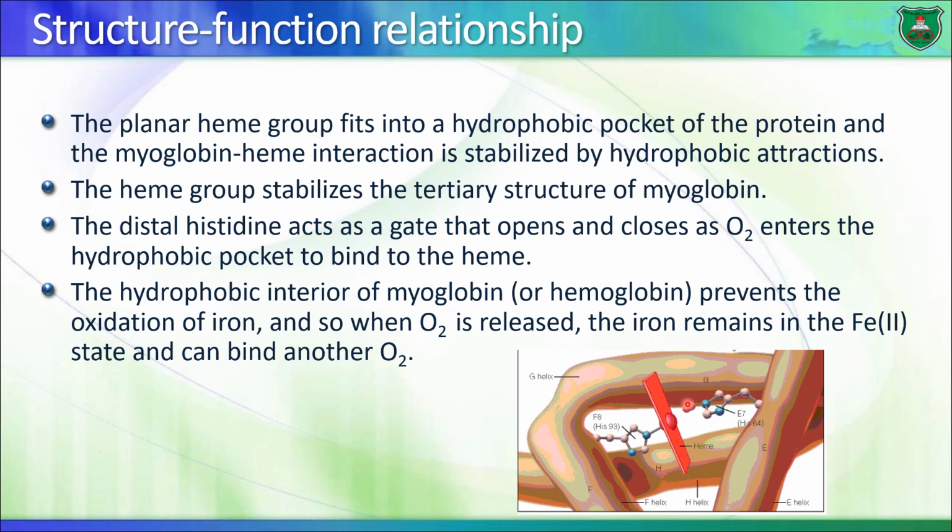Something else that is important about the hydrophobic amino acids that surround the heme molecule is that they prevent the oxidation of iron when oxygen is released. Usually what happens when oxygen is released is that the iron becomes oxidized. But because this iron is surrounded by hydrophobic amino acids, it does not get oxidized. And remember, I said that in order for iron to bind oxygen, it has to be in the ferrous state. It should not be oxidized.